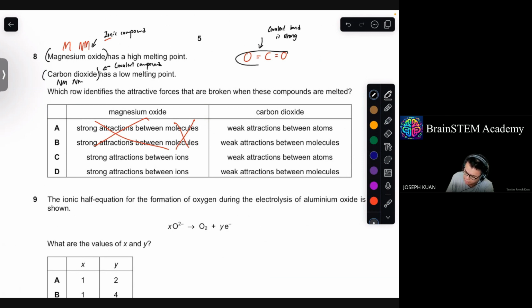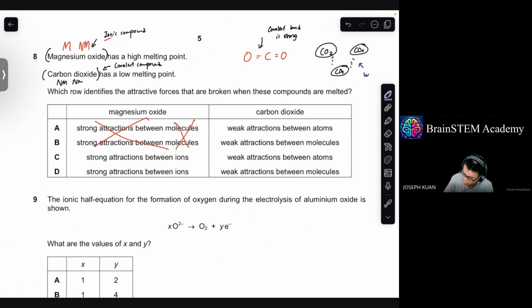But in between molecules, the forces or attractions are weak, which makes the forces easily broken and hence leading to a lower melting point. So the answer is D.